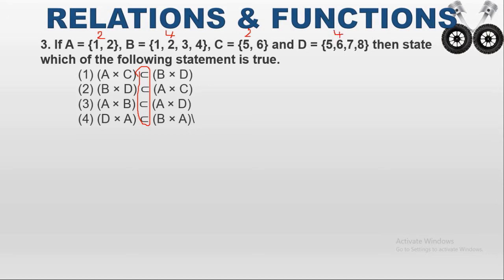So here, whenever I take the right hand side, the right hand side should always have the greater number of elements. So I have to choose the sets having more elements. Which sets have more elements? Here, set B and set D have more elements. So I choose B and D as the right hand side sets.